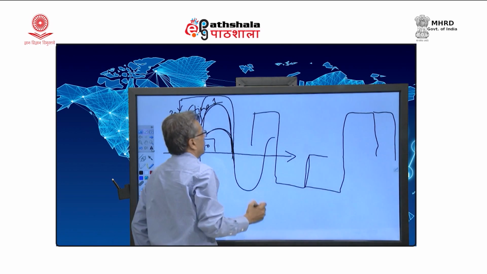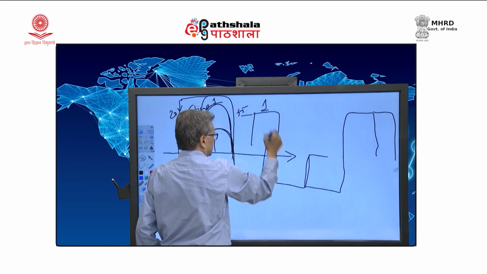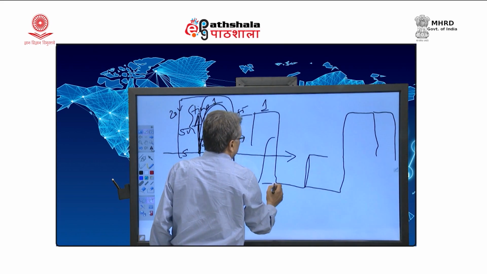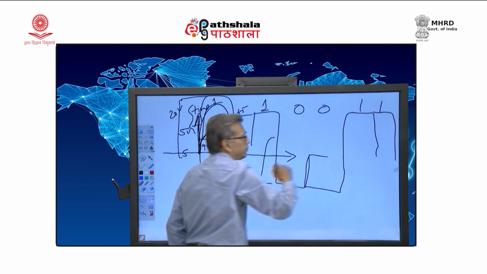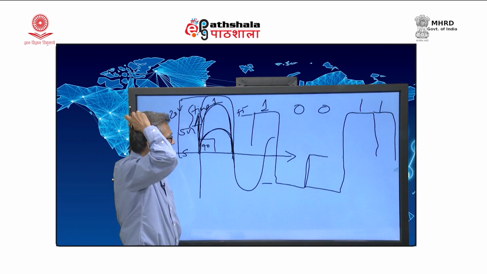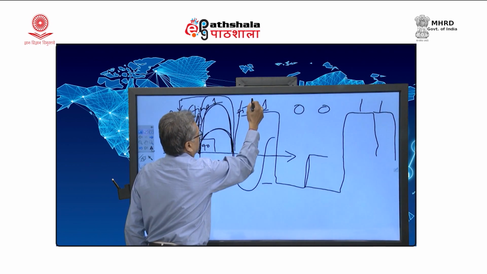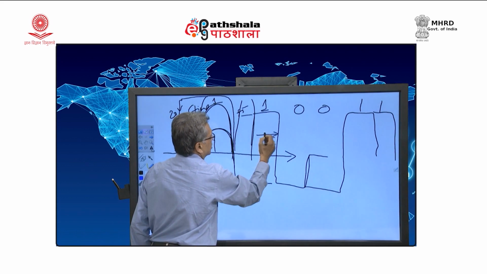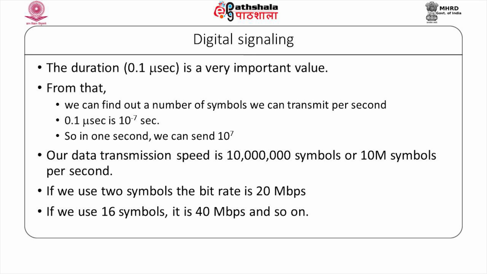Something like this. Now, assume that this is plus 5, this is 1, minus 5 is 0. So, this is 1, 0, 0, 1, 1, that is what I am sending. Okay. Now, this duration is very critical, because if this duration is different in sender and receiver, there is a possibility of chaos.